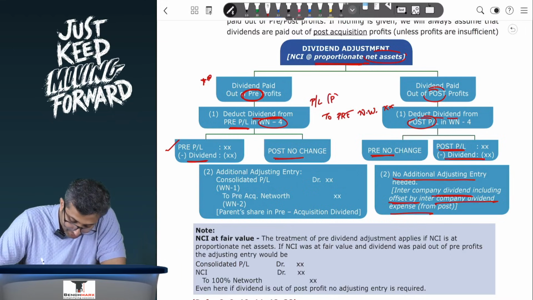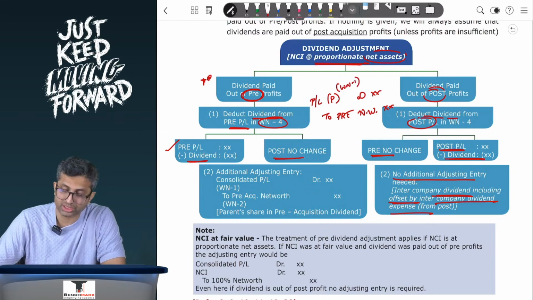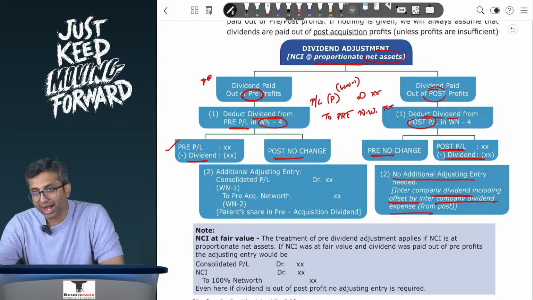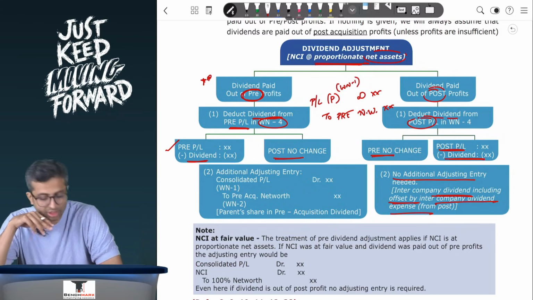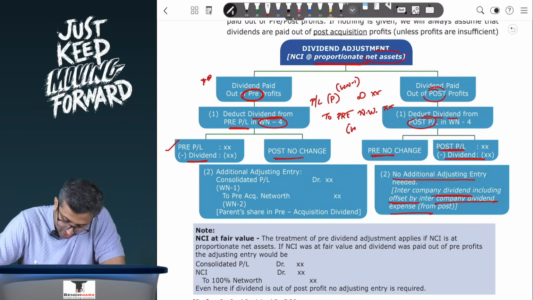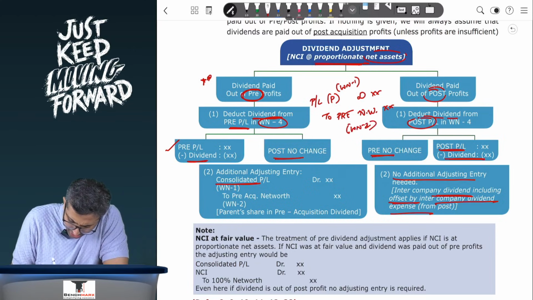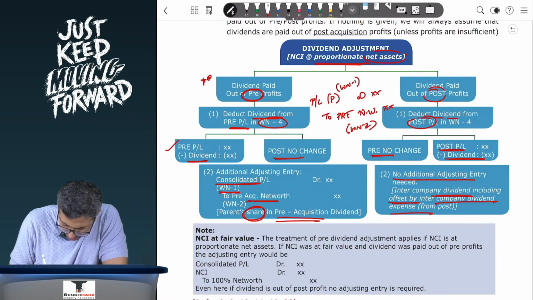So the P&L of the parent will be debited. This will come in working note 1. So basically, I will debit working note 1 because my profit is overstated and it is not getting offset by an intercompany expense, and my pre-acquisition net worth is getting understated, and hence the entry is consolidated P&L, which is in working note 1, the P&L of the parent, to pre-acquisition net worth.